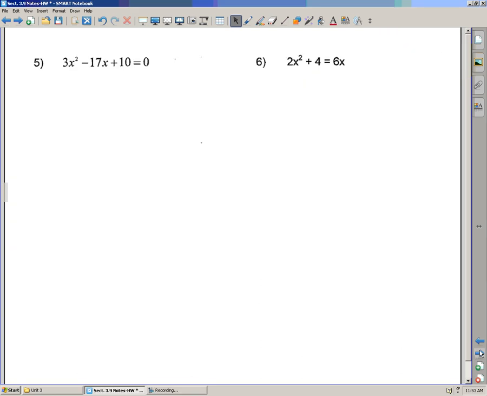We are skipping number 5. We didn't do this type of factoring, so feel free to cross it out. Number 6 you need to do.